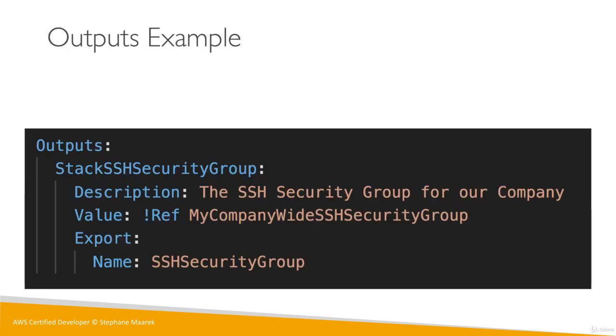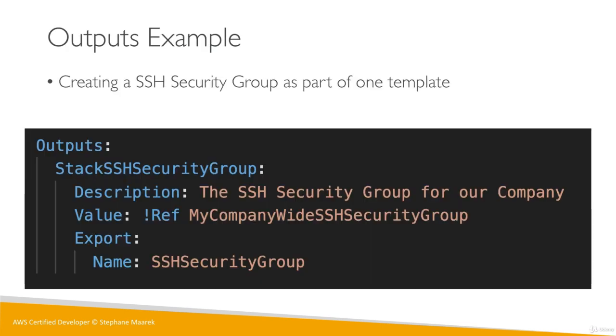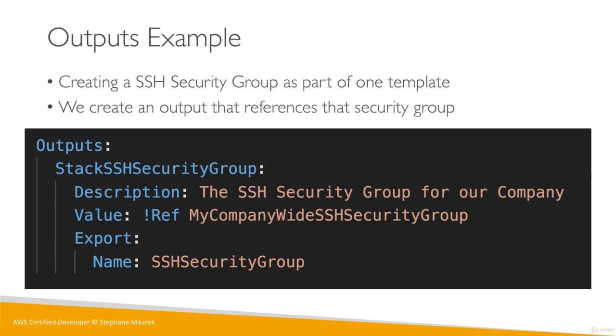Now, if we look at an example of the outputs, in this one, we are creating an SSH security group as part of the template. And so we export that value as an output, okay? And basically other templates will be able to get the value of that security group ID. So the syntax is pretty easy.